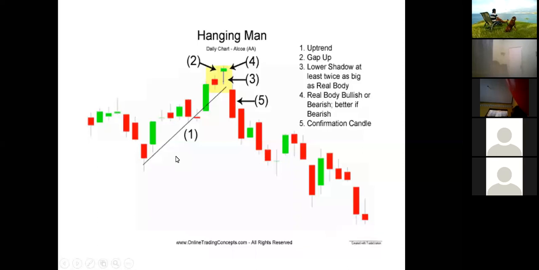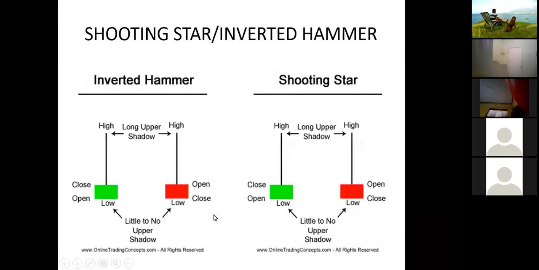Right? So you see down, number 1, that's the downtrend. Number 2, upper shadow at least twice as big as the real body, little to no lower wick or lower shadow, and real body bullish or bearish, right? This is the body here with the real body after it closed. And it's better if this was bullish, it will be much better, right? So if it was bullish, it just shows you that at this point in time, buyers are getting ahead and it would be a great opportunity to enter for a buy.